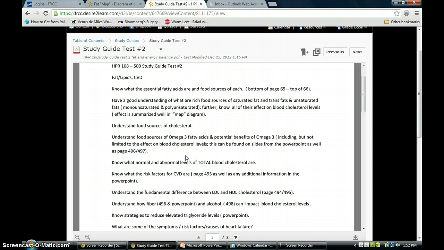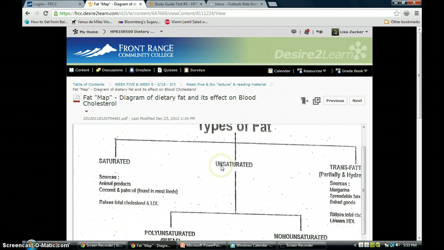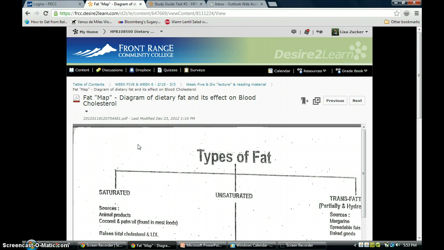For here, nothing major. For the test, I want you guys to have a good understanding, like it says, of what are rich food sources of all the different types of fats and what their effect is on cholesterol. And the best way to really do this, I mean, you have to know all of the material, but here is the synopsis. This is under your week 5 and 6 content. It says fat map, diagram of dietary fat and effect on blood cholesterol.